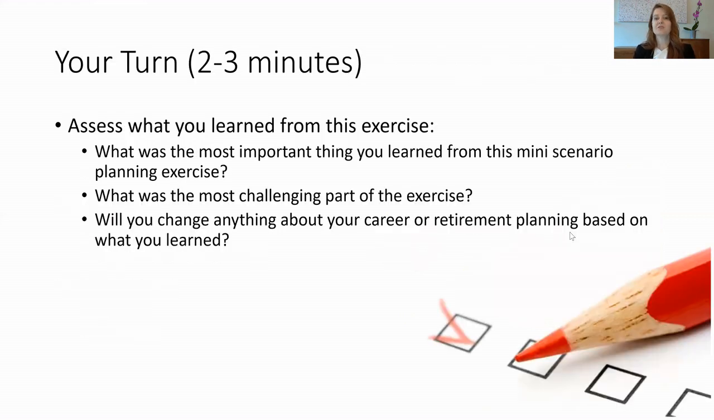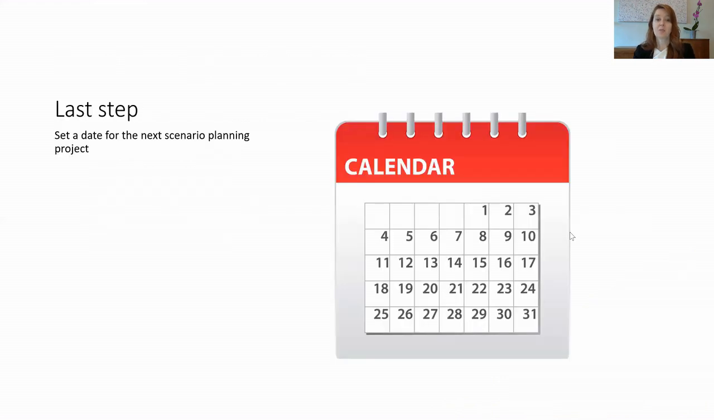So this is your final task for this session. Take a moment to jot down on your worksheet answers to these questions. What was the most important thing you learned from this mini scenario planning exercise? What was the most challenging part of the exercise? And will you change anything about your career or retirement planning based on what you learned? And if so, what? The last step is to set a date to repeat the scenario planning project.